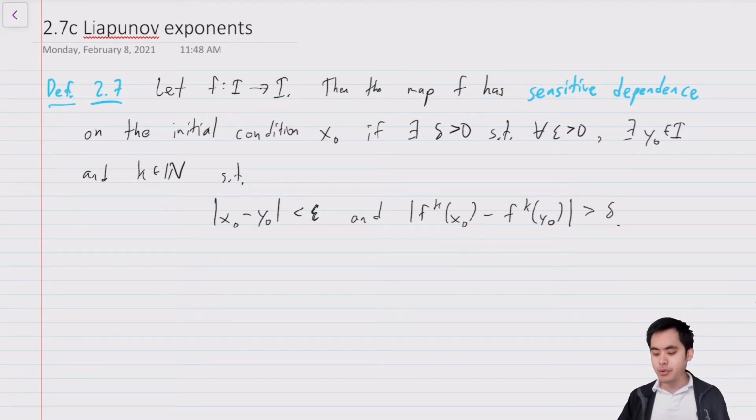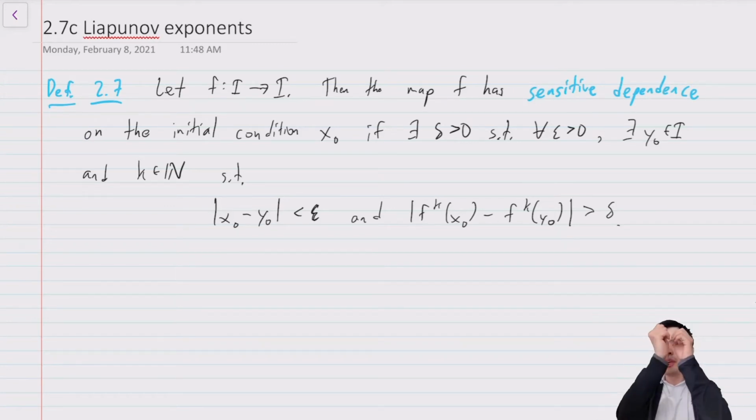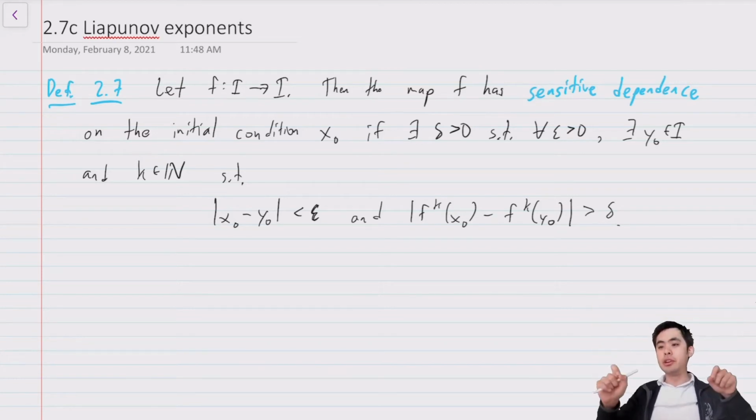So intuitively, what we're saying is that there is some distance delta such that no matter how close you get to x naught starting off, after some number of steps k, the two trajectories diverge, even if you started super close to each other.